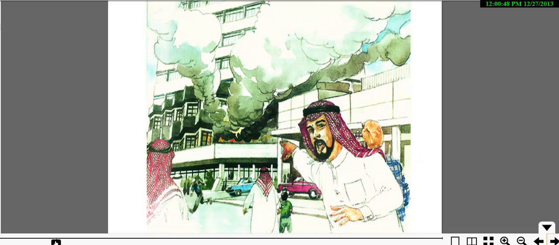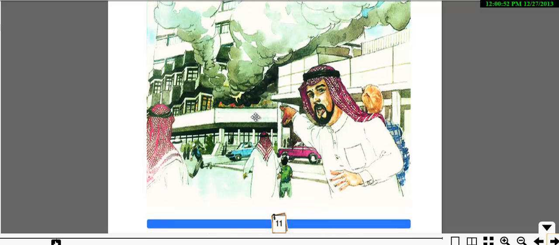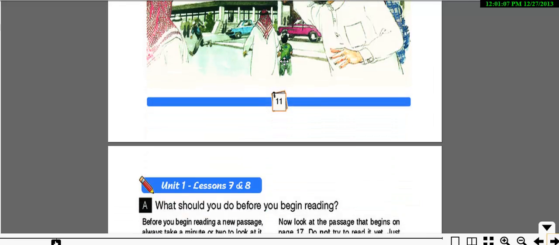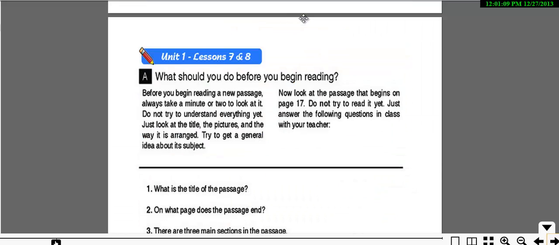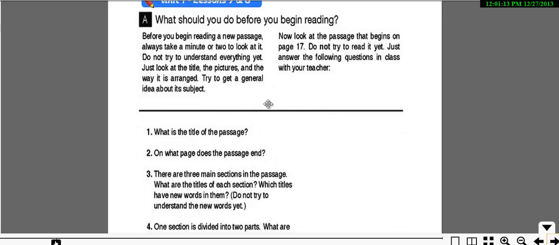As you can see in the picture, there is a fire emergency taking place, and somebody is pointing at it and talking about it. Other people are watching. Someone is running in the street, but apparently I don't see any firefighters coming in from the fire station, or any ambulance. So let's see what they really want you to know about this at this point.